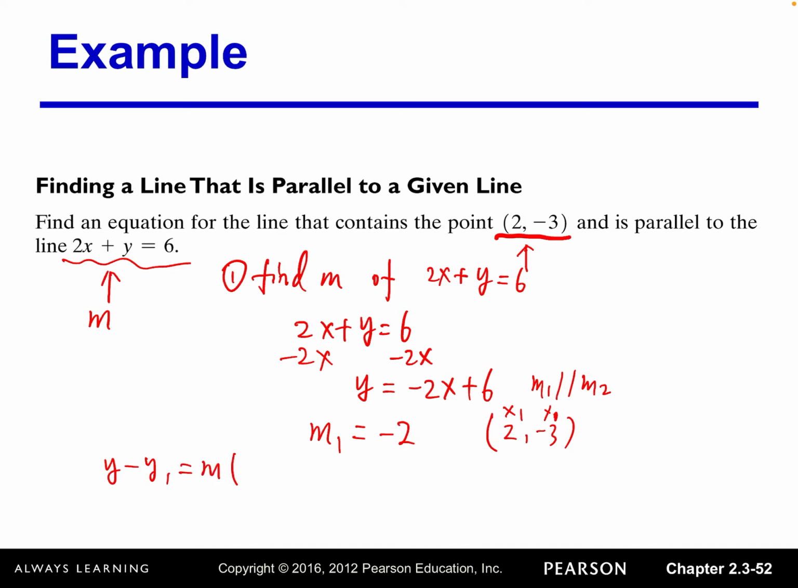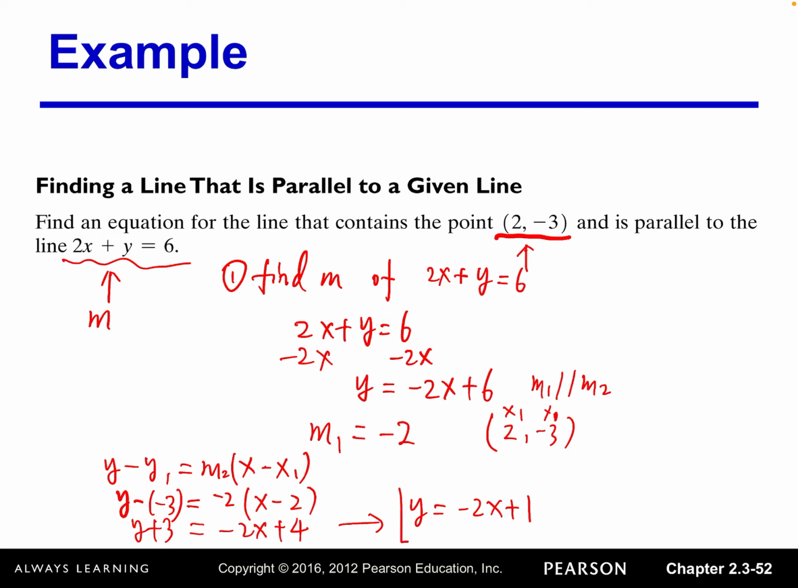y minus y1 equals m times x minus x1. You can use m2 to represent the slope. And then plug it in. That's y minus negative 3 equals negative 2 times x minus x1, that's 2. And then simplify. y plus 3 equals negative 2x plus 4. Subtract 3 on both sides of the equation. We can easily find y equals negative 2x plus 1. Okay, this is the line parallel to 2x plus y equals 6 and passing through the point (2, negative 3).